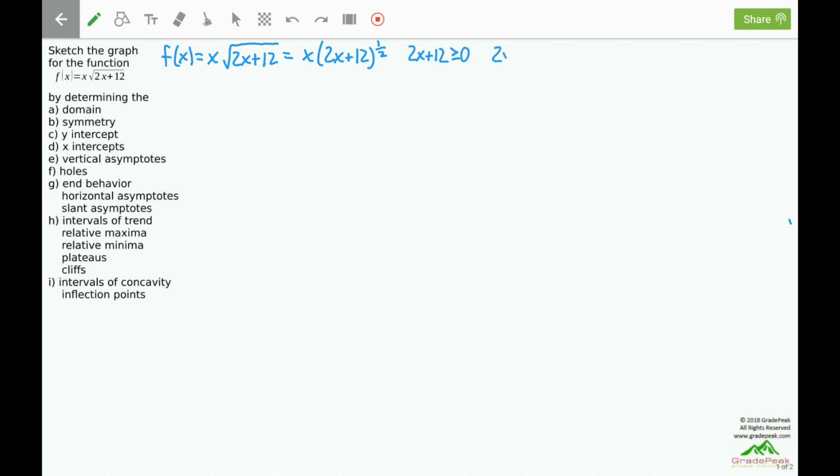We can solve for x by subtracting 12 from both sides and dividing both sides by 2. And the requirement for the domain is x has to stay greater than or equal to -6. So for part A, the domain will start at -6. It will include it, with a square bracket, and everything greater than or equal to that, so it'll go to positive infinity.